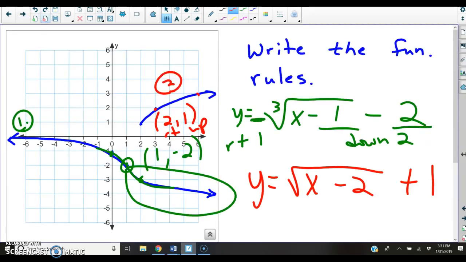So go back, look at these again, look at some examples in the book. All right, ask me questions. Maybe search for some other demonstrations on graphing radical functions and see what you come up with.